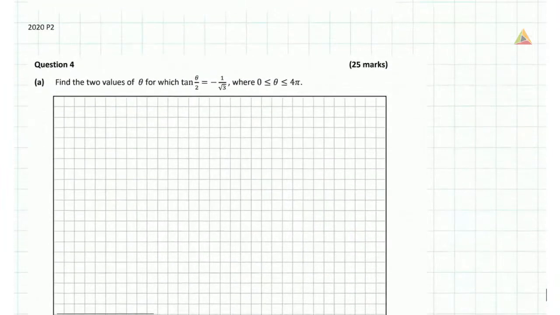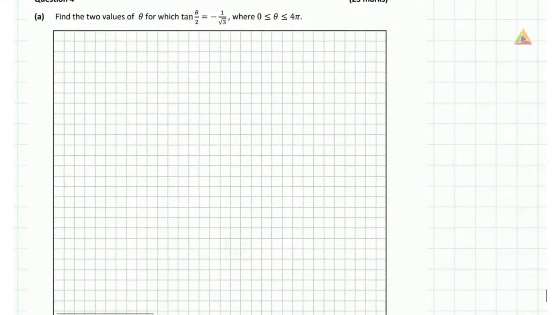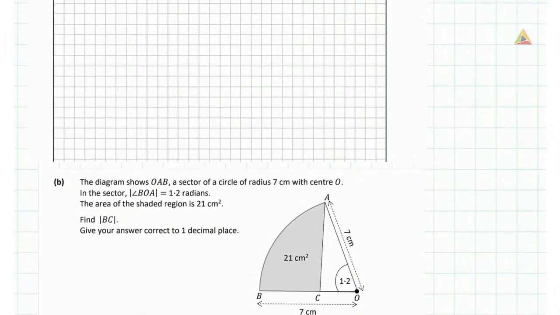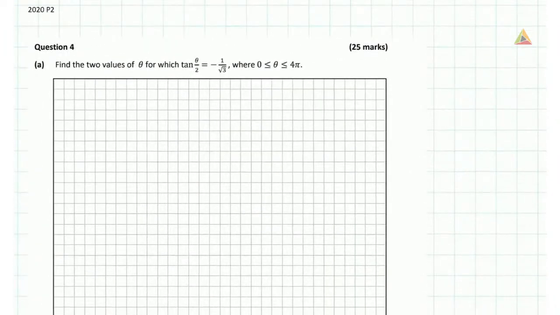So moving on to another very recent question, was 2020 paper 2, and this was question 4. So there was a trig identity to start with, and then hopefully we'll get time to get to this sector at the end as well. So find the two values, so we're expecting two answers of theta for which this trig equation is true, and your answers need to be between 0 and 4 pi.